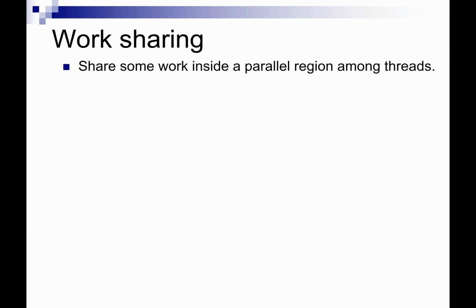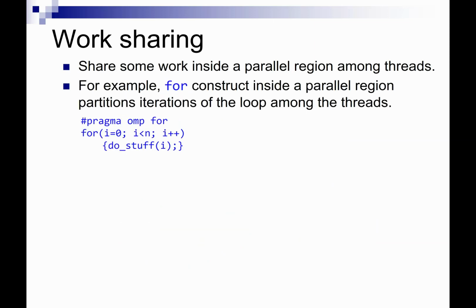One example of work sharing would be, suppose you have a big for loop in your parallel region. Then you probably don't want all the threads to do all the iterations of the for loop. Let's say you have 100 iterations and you have 5 threads. You don't want all 5 threads to each do 100 iterations. Maybe you want each thread to do 20 iterations.